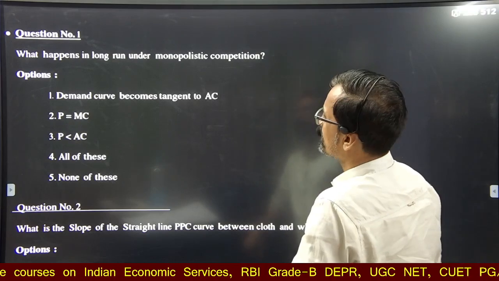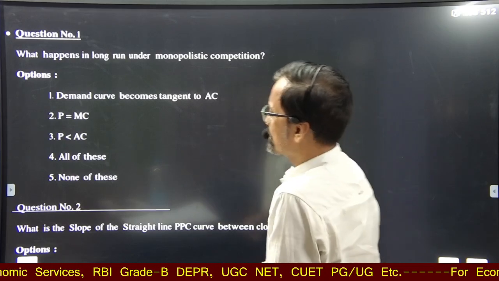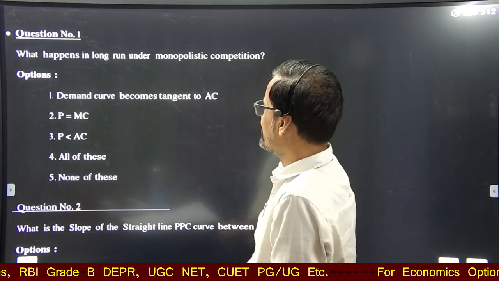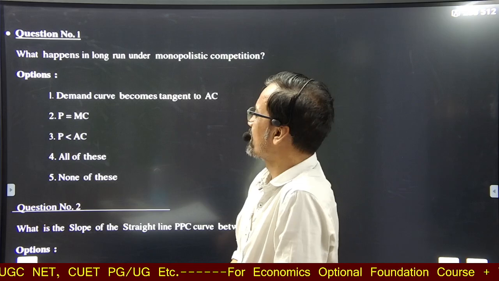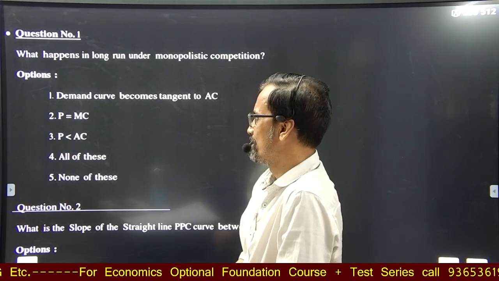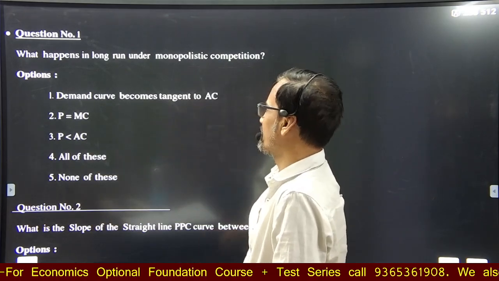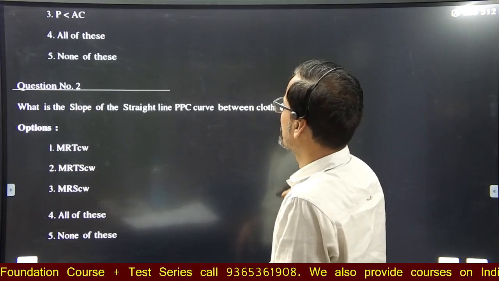One question is: what happens in the long run under monopolistic competition? Options: demand curve becomes tangent to the average cost curve; price is equal to marginal cost; price less than average cost; all of these; none of these. The answer is that the demand curve becomes tangent to the average cost curve. This is a very fundamental question.